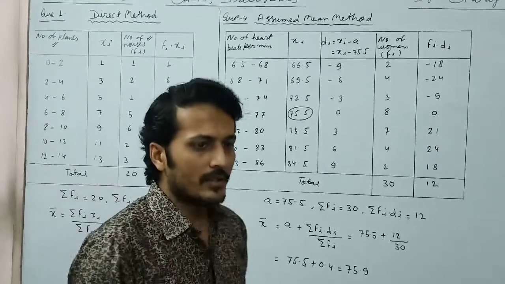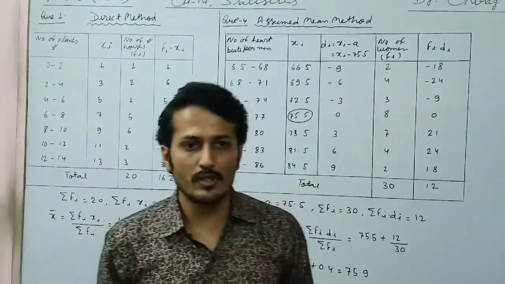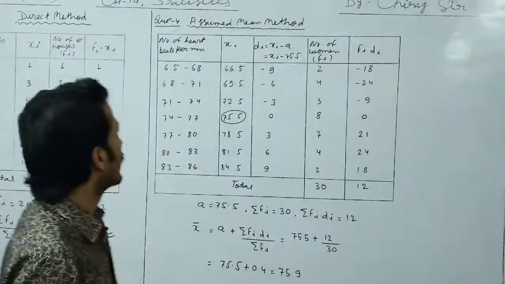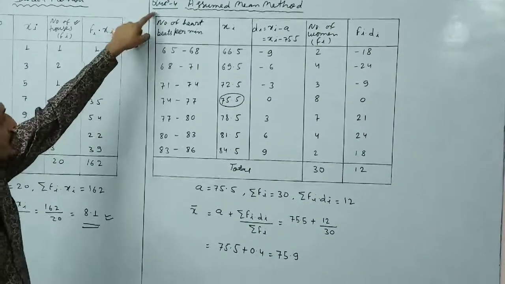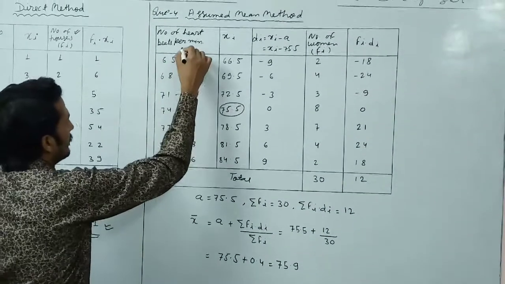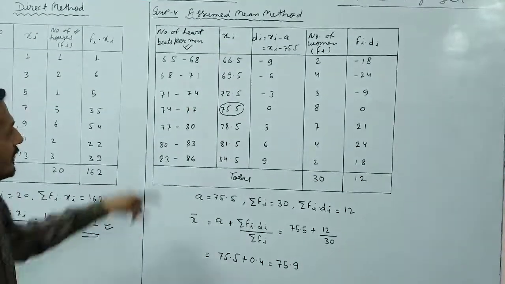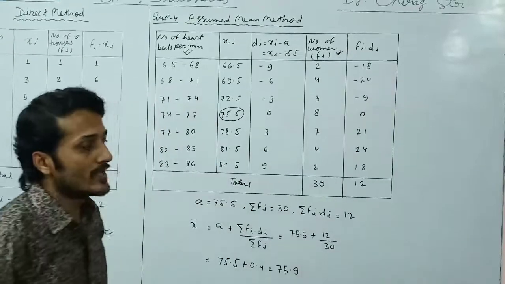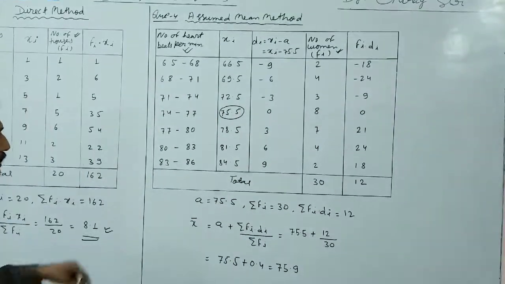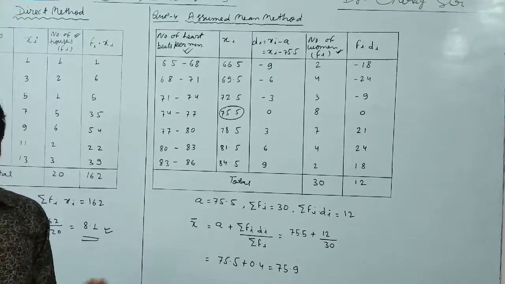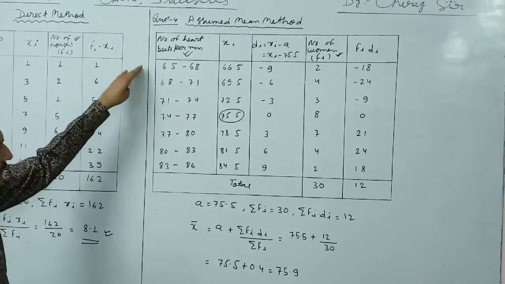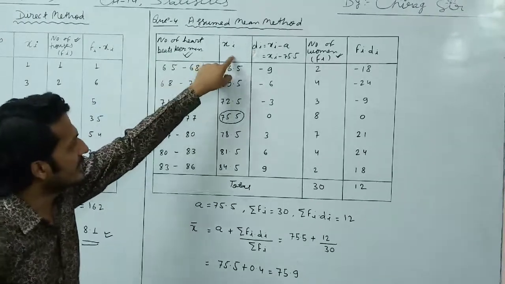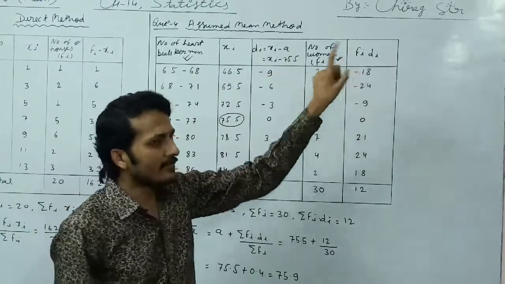So let's take the other method, the assumed mean method, which is also considered as deviation method. For that let's take question number 4. In this question the same thing, two values are given. The first is the class interval and the second is frequency fi, that is the number of humans. So to find the mean using assumed mean method, the solution table will look like this. First of all we will write class interval, then xi, then di, then fi, and then fi di.